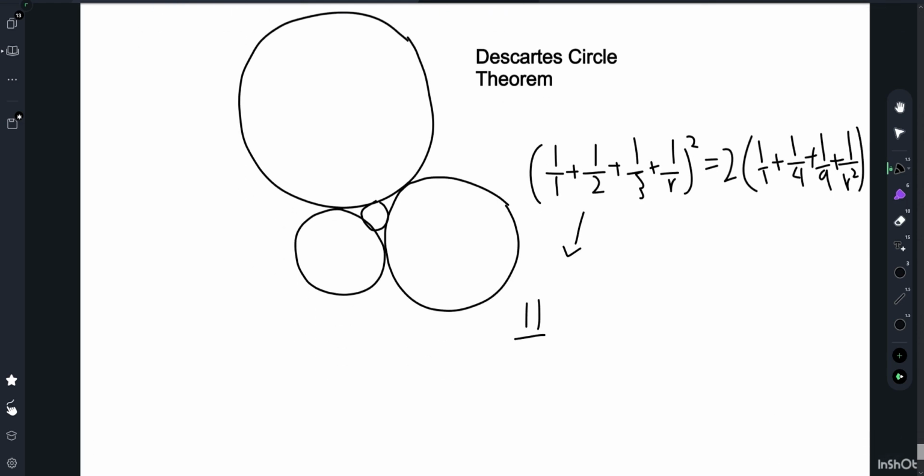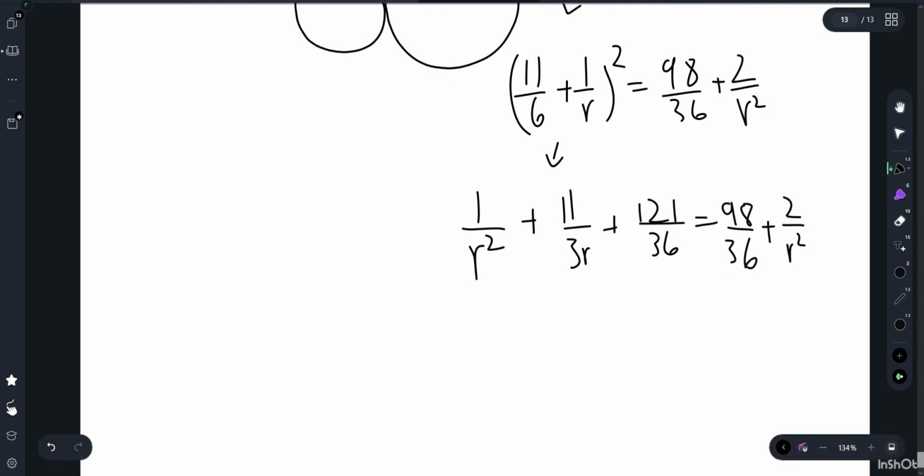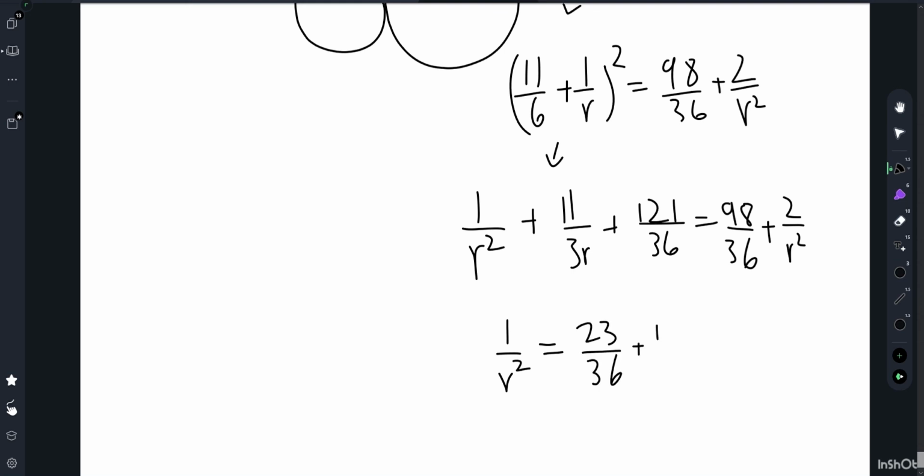So we have (11/6 + 1/r) squared, and this is equal to 98/36 + 2/r squared. Now let's expand this. We have 1/r squared plus 11/(3r) plus 121/36, equal to 98/36 plus 2/r squared. So now we have 1/r squared is equal to, what's 121 minus 98? That should be 23. Yeah, 23/36 plus 11/(3r).